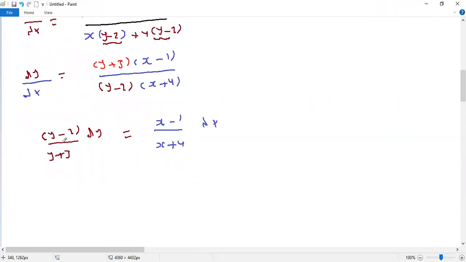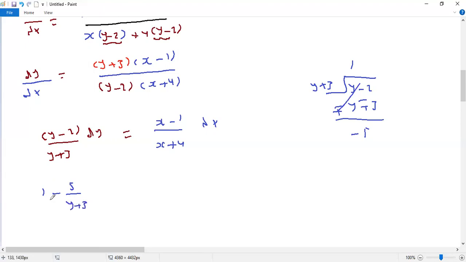And if you look at this one, y minus 2 over y plus 3, this one can be divided. If we divide this one, I have y minus 2 divided by y plus 3: y divided by y is 1, multiply, I have y plus 3. Subtraction, change the sign, so it will be minus 5. So this can be written as 1 minus 5 over y plus 3. If you multiply by 1 minus 5, you'll get the same y minus 2 over y plus 3 dy. So this is the first one, it is dy.